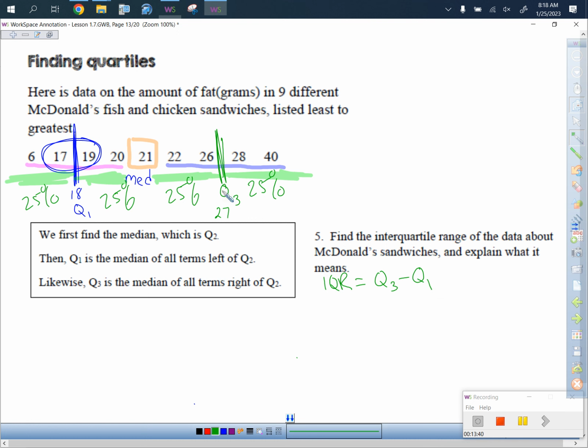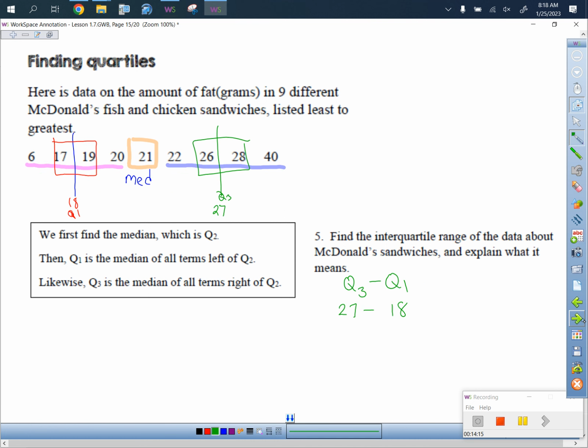So isn't the third quartile 27, right? And the first quartile is 18. So would you please subtract them from each other and tell me what you got? Of course, you can use a calculator if you need. What'd y'all get? 9. The interquartile range is 9. So what does it mean? A lot of homework questions are going to ask you about that.